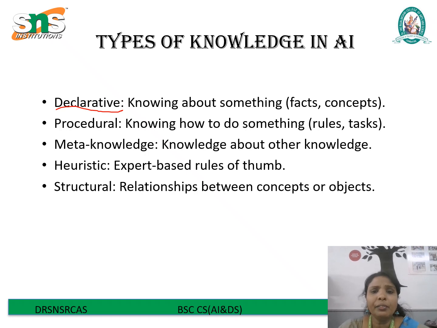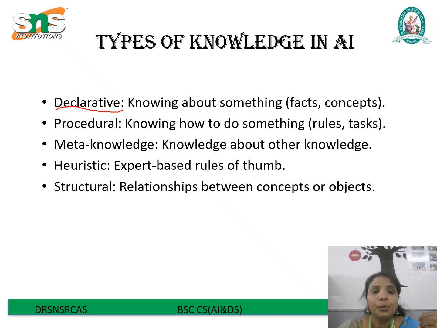Declarative knowledge refers to knowing about something. It includes facts, concepts and descriptions. For example, Paris is the capital of France. This kind of knowledge is descriptive and stored as statements of facts that can be easily retrieved.